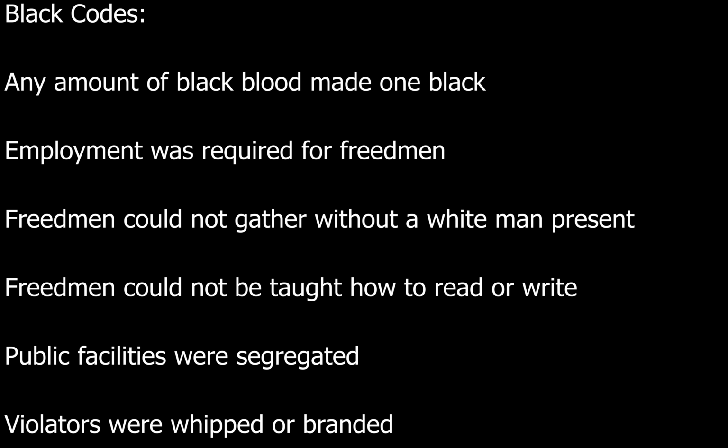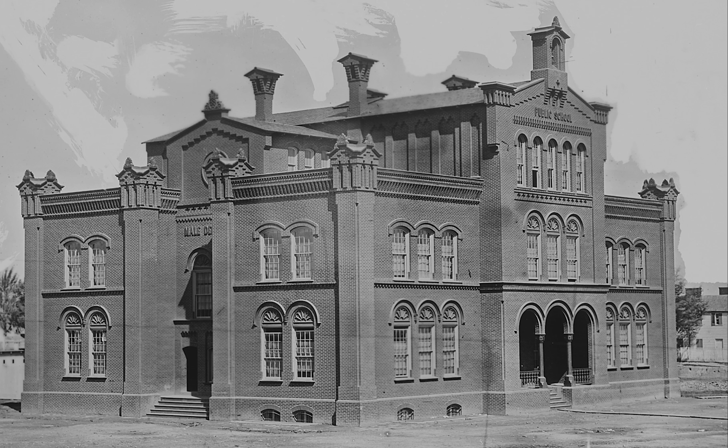Some southern states set up black codes that required employment, made it illegal for freedmen to gather without a white man present or to be taught to read or write, and segregated public facilities. The former slaves that were able to leave their plantations became carpenters, blacksmiths, cooks, and house servants. Women took in laundry, childcare, and domestic work. Many of them began to acquire basic literacy.